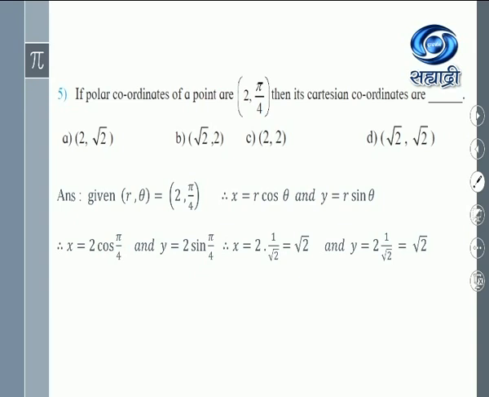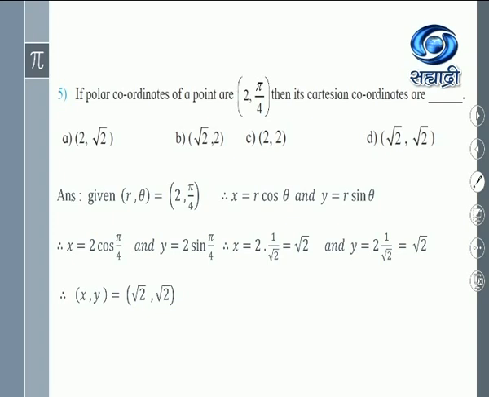Now you know the values. Cos 45 degrees is 1 upon root 2. Sine 45 degrees is again 1 upon root 2, giving you x is equal to 2 into 1 upon root 2 and y is equal to 2 into 1 upon root 2. So simplify this. The numerator 2 we write as root 2 into root 2, and 1 upon root 2 cancels with one root 2 from the numerator, and we are left with root 2. Here as well, the same, we get root 2. Therefore, the Cartesian coordinates (x, y) are (root 2, root 2).